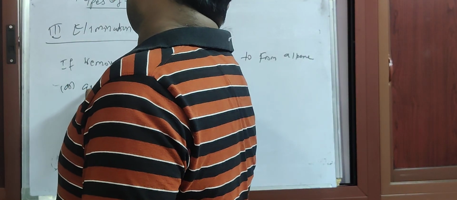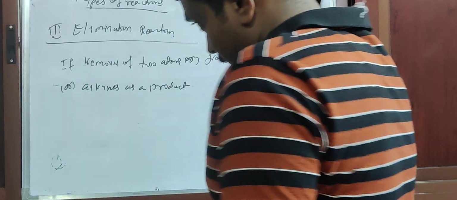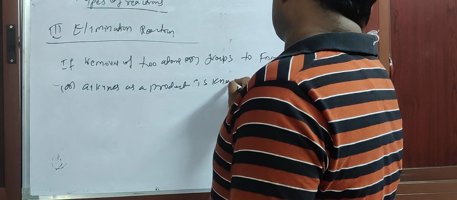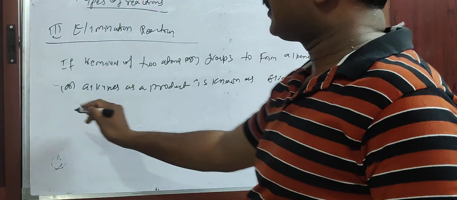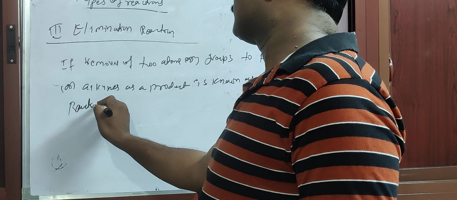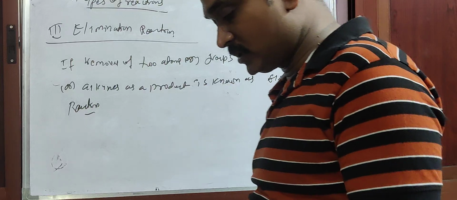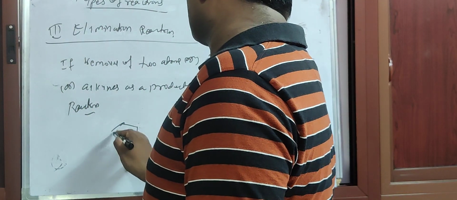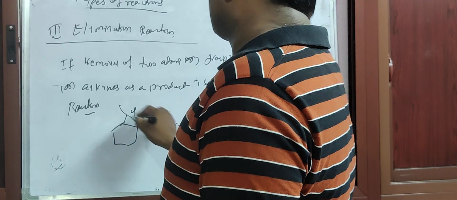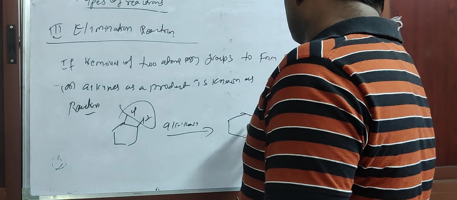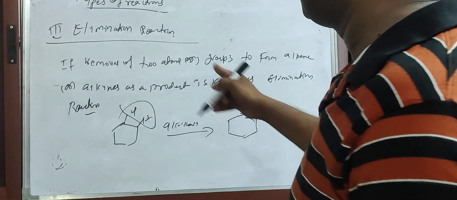or alkyne as a product; this is known as an elimination reaction. If removal of two atoms or groups forms an alkene or alkyne, it is known as an elimination reaction. For example, if you take chlorine and hydrogen on adjacent carbons and add alcoholic KOH, these two will be removed to form an alkene. This is known as elimination reaction, by elimination of these two atoms or groups.